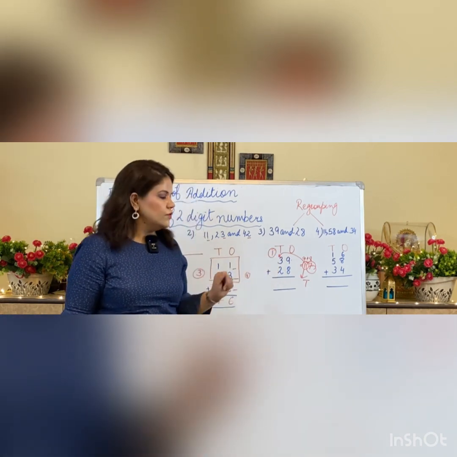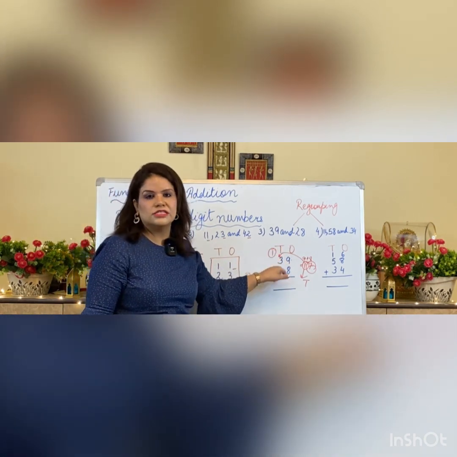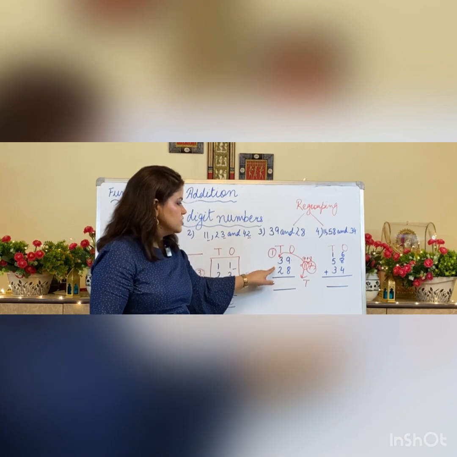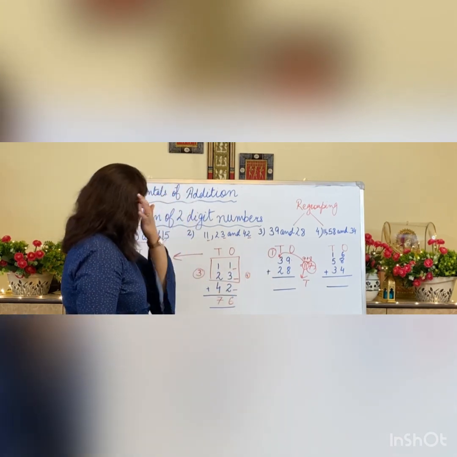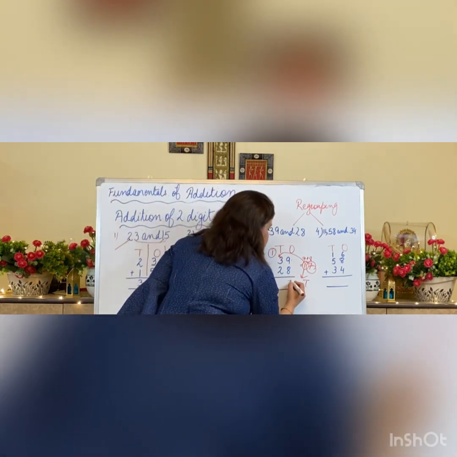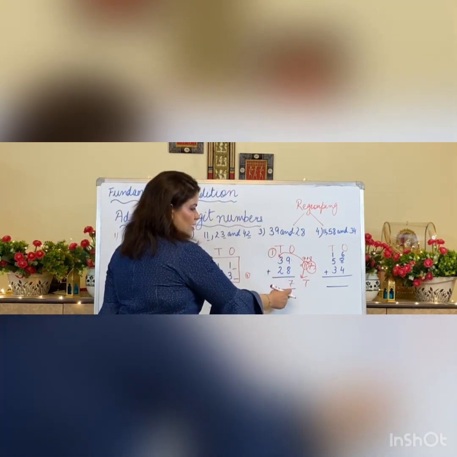How will we solve it? We will be adding all the tens place numbers. After adding these two numbers, I will add this number also in the answer. So how will I be doing it? 7 is the ones place number, so I will be writing it here.